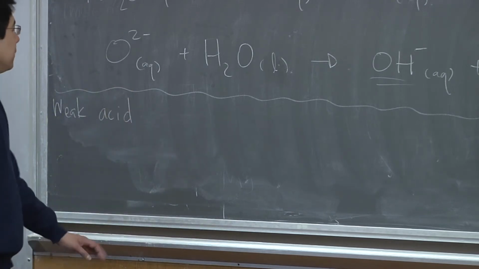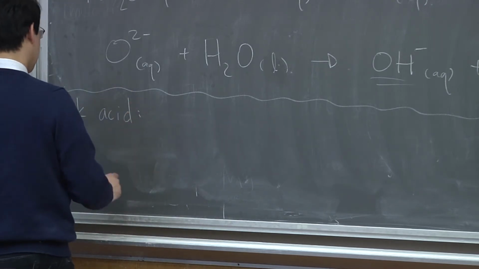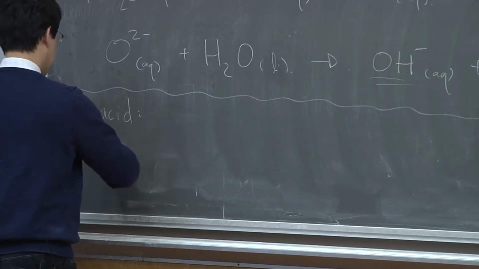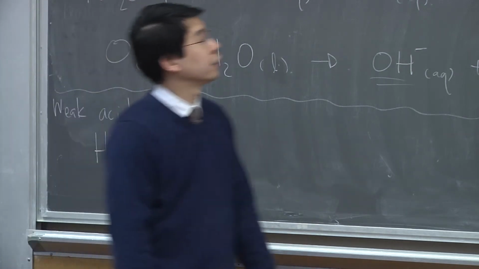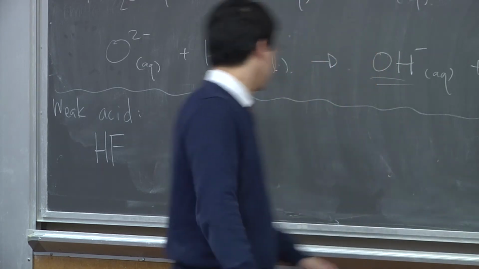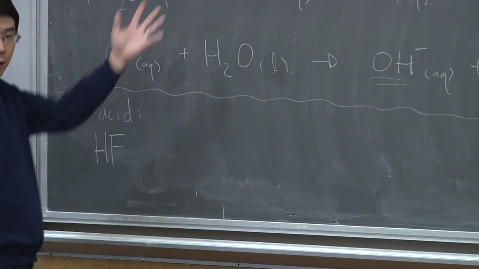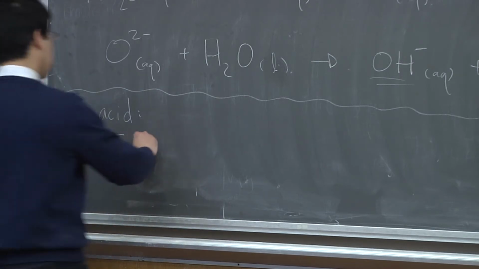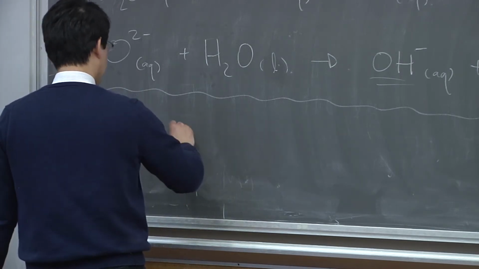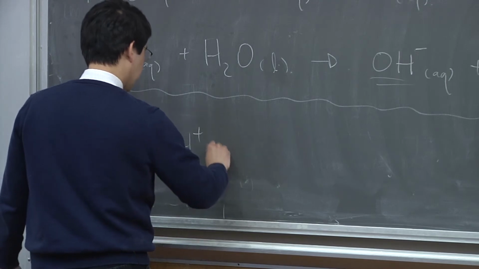A weak acid is going to be something like HF, hydrofluoric acid. Notice it's not on that list up there. Basically anything that's not there at this point we'll consider a weak acid. We typically draw a double-headed arrow here.